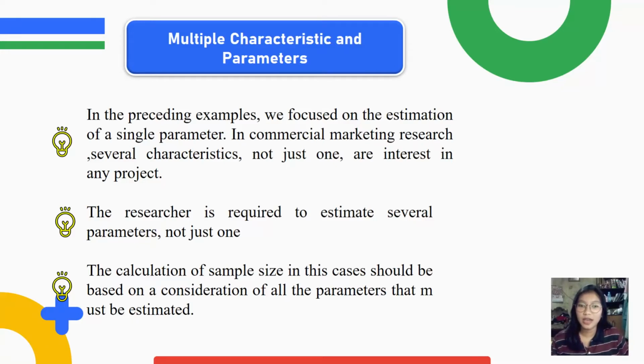Multiple characteristics and parameters. In the preceding examples, we focused on the estimation of a single parameter. In commercial marketing research, several characteristics, not just one, are of interest in any project. The researcher is required to estimate several parameters, not just one. The calculation of sample size in these cases should be based on consideration of all the parameters that must be estimated.